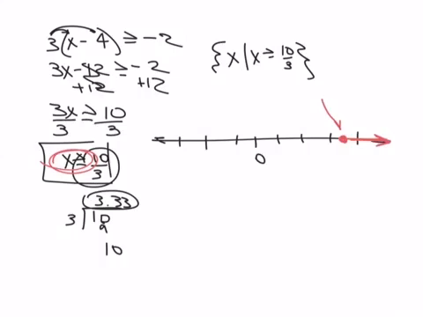like, okay, it's somewhere between 3 and 4, because 3 would be 9 over 3, right? 4 would be 12 over 3, and we got 10 over 3. So we know it's somewhere between 3 and 4. So as long as you show it right here, somewhere between 3 and 4, you're going to be good.